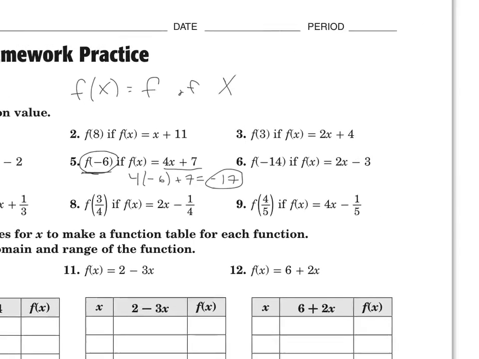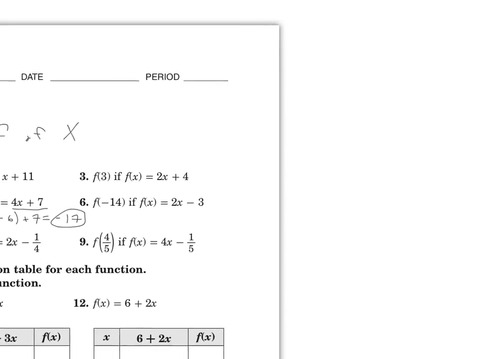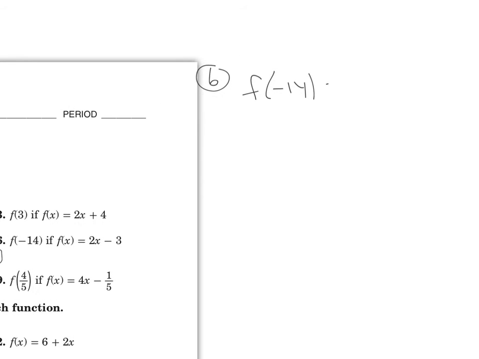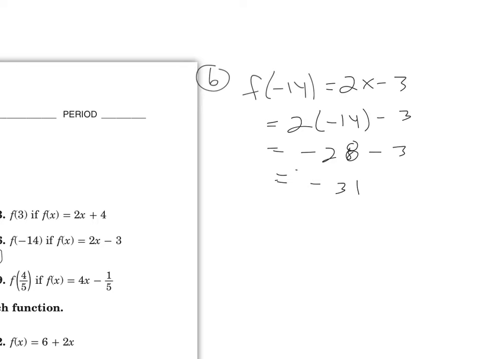For number 6, we're going to take f of negative 14 and put it into the 2x minus 3. So we get 2 times negative 14 minus 3, which would equal negative 28 minus 3, which would equal negative 31 for number 6.